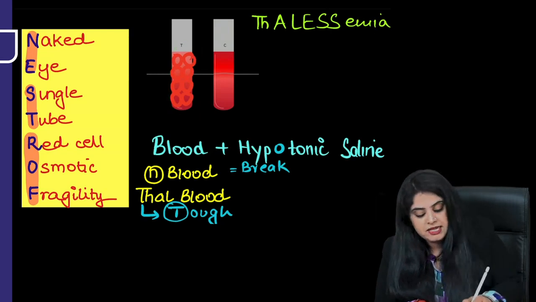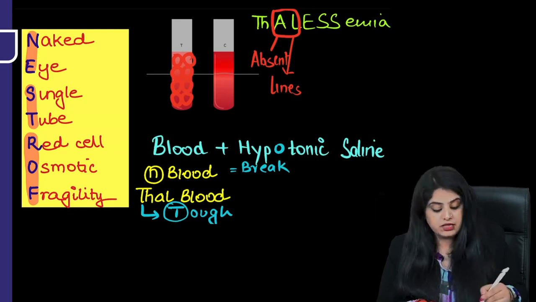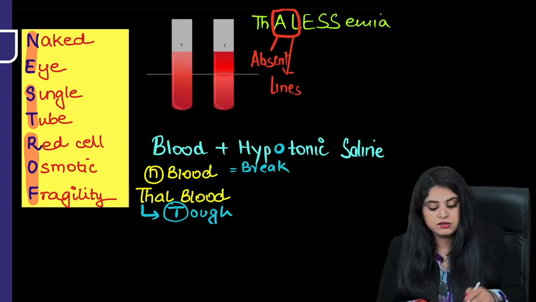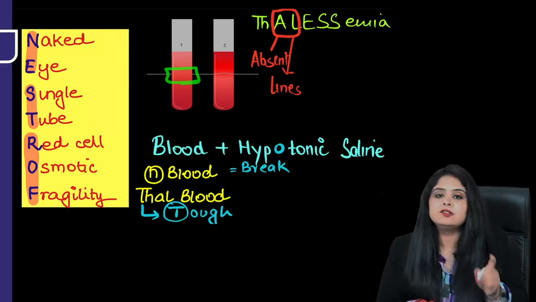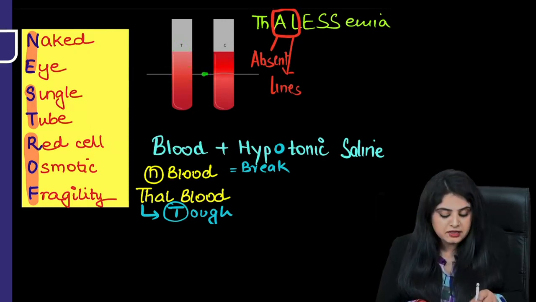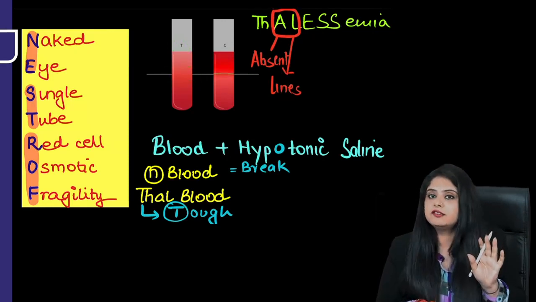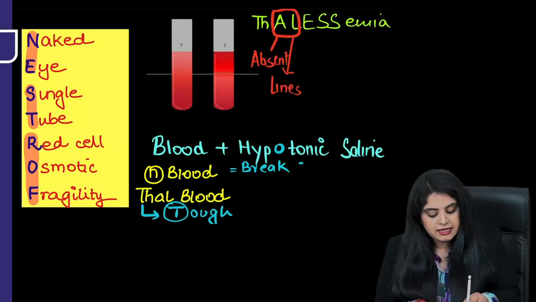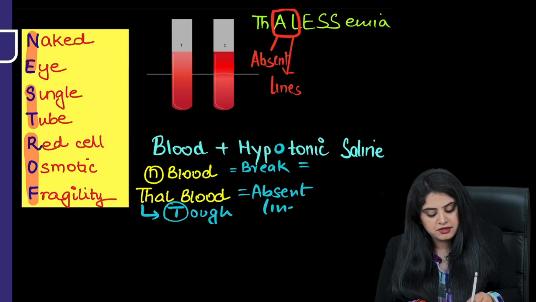So please remember, in thalassemia you will learn AL for absent lines. On your NESTROF test, you will get absent lines. So in your exam, when you quickly have to make the diagnosis, okay, I'm not seeing the line through this, must be thalassemia. I'm seeing the line through this, means this must be a normal case. Simple with everyone. So remember that if the lines are absent, means you have thalassemia blood.